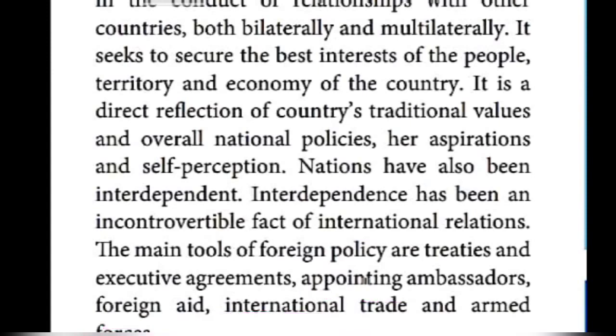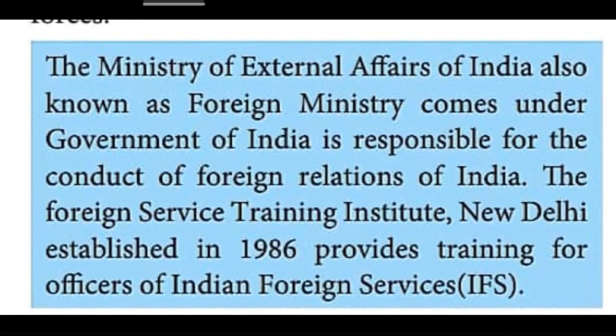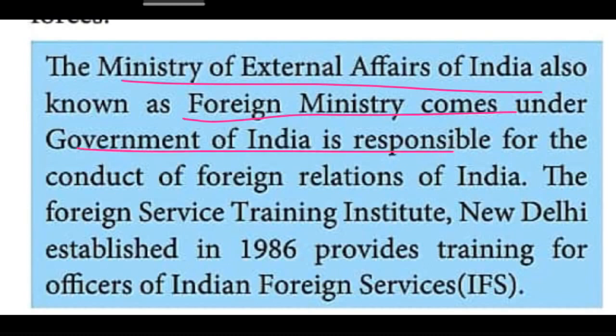Okay, foreign policy. The next, what is given in the sense, children, after the introduction para, there is one blue color box. I am going to explain what the things in the blue color box are. The Ministry of External Affairs of India, also known as Foreign Ministry. It comes under the government of India. It is responsible for the conduct of foreign relations of India.